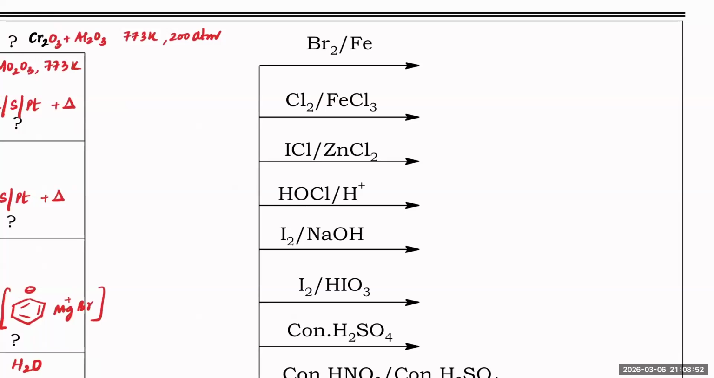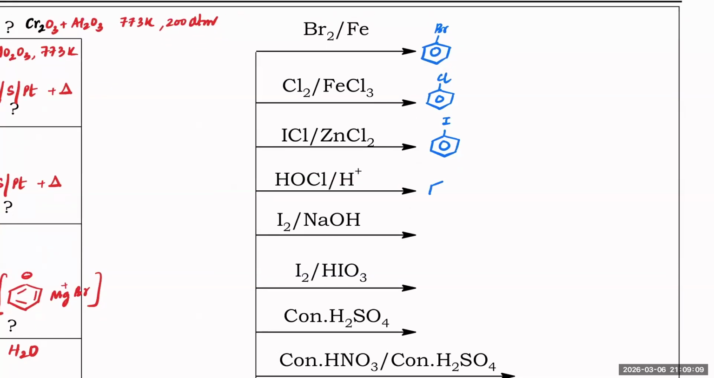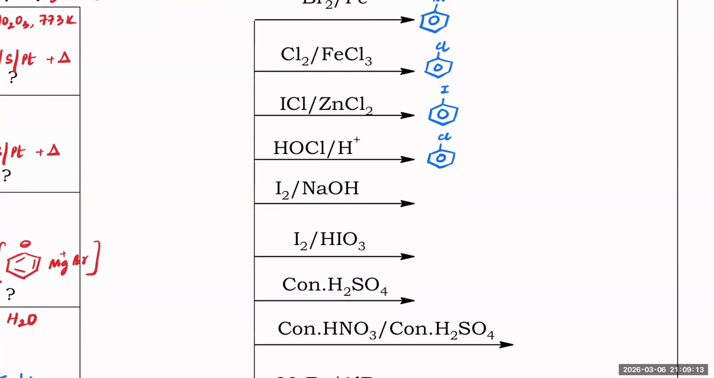Right. Now see the product formation. Benzene with bromine, bromobenzene. So we'll get bromobenzene, correct? Here we can get chlorobenzene. Now in this case, the electrophile is iodine, because chlorine is more electronegative, so iodobenzene. HOCl, in this case, Cl plus will be the electrophile, so chlorobenzene.